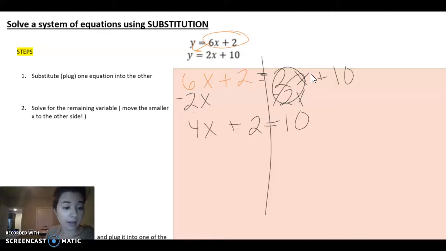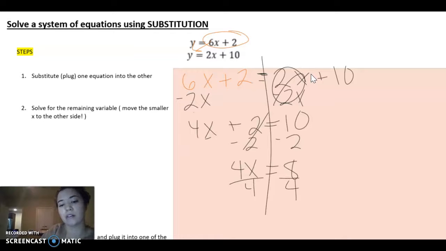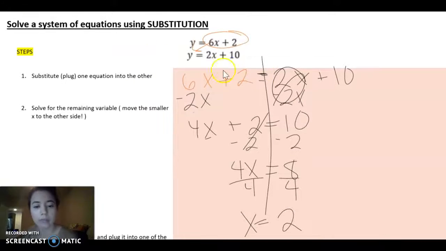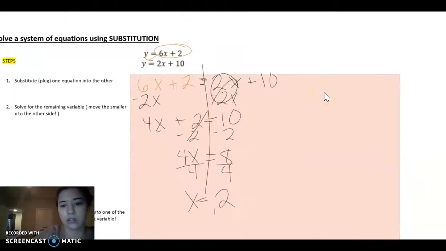And now we solve for x. If I want x, I move the addition first, so we subtract 2 on both sides. We get 4x equals 8. 4 times x, so we divide, because division is the opposite. And 8 divided by 4 is 2. And then again, now we use our value from step 2, and we plug it in to find our missing variable.